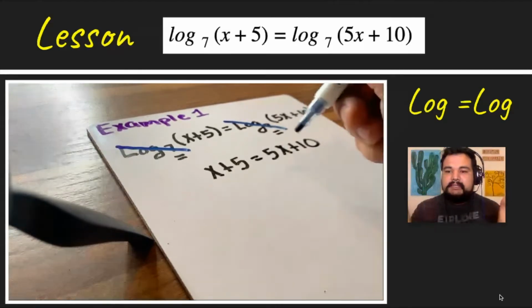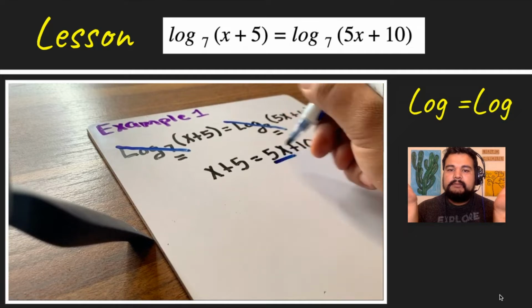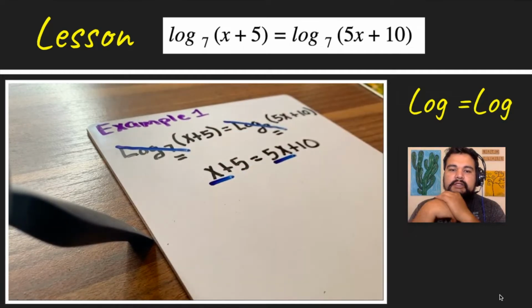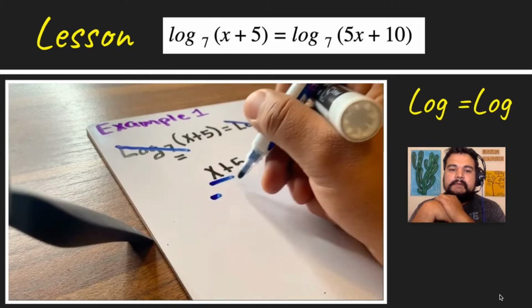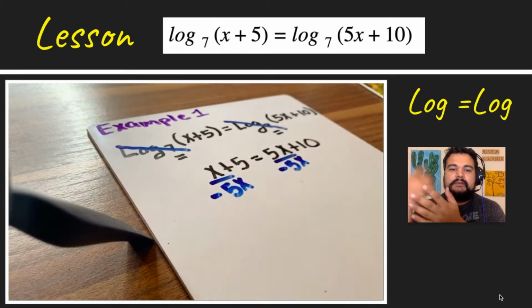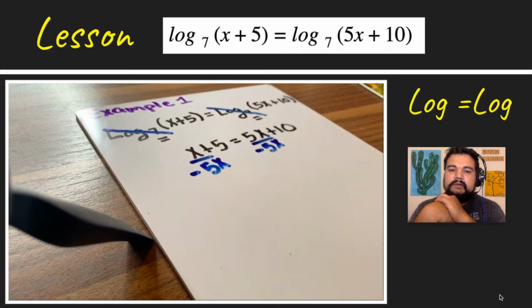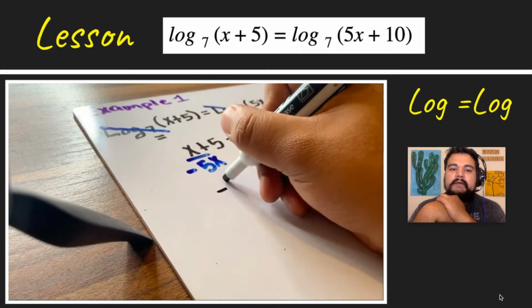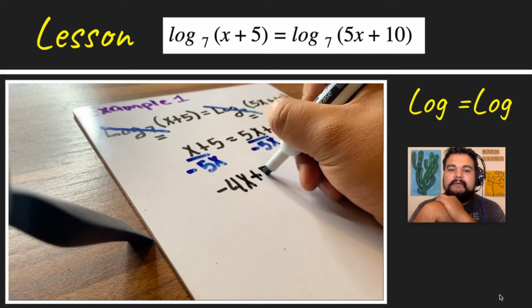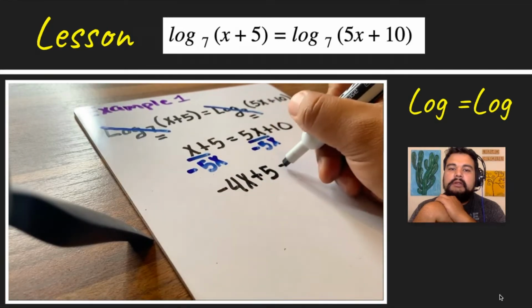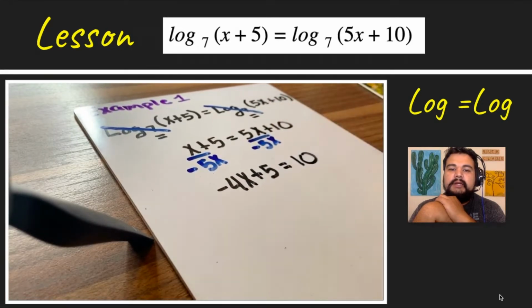We do have x's in both sides, so we do need to gather them to one side. So I'm just going to move the 5x to the other side by subtracting it. Of course, you could have just moved the x to the other side. And you end up with negative 4x plus 5 equals to 10, because the 5 and the 5 cancel each other.